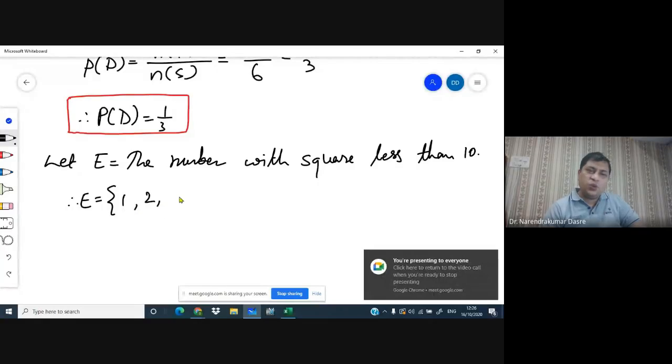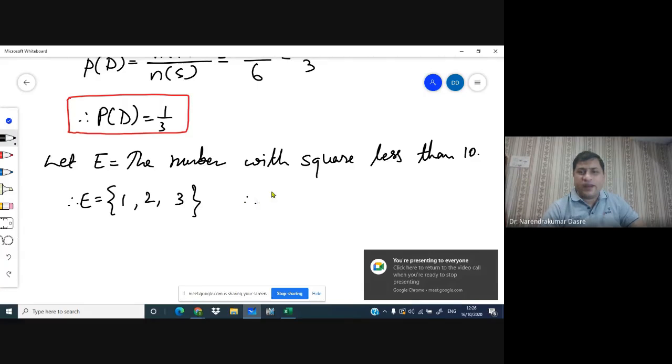So 1 square is 1, 2 square is 4, 3 square is 9, 4 square is, what is the 4 square? 16. Is it less than 10 or more than 10? More than 10, correct. So that means we cannot have 4. We can have at the most up to 3. So the observations are 1, 2, and 3. Hence we have the observations in the event E as 1, 2, and 3.